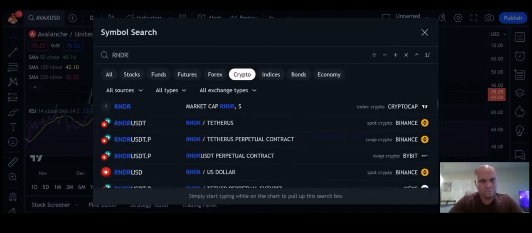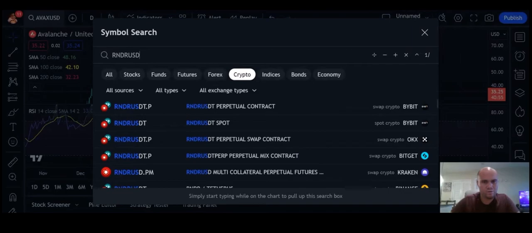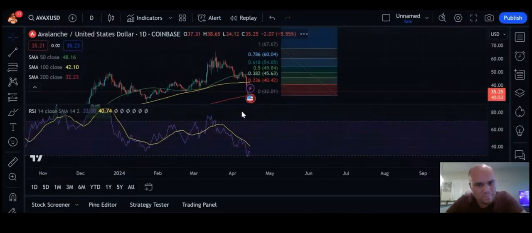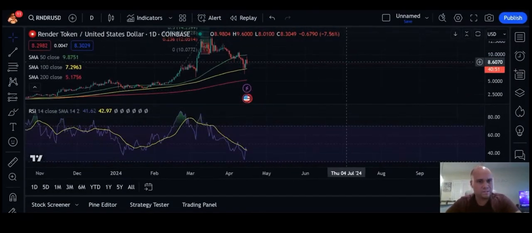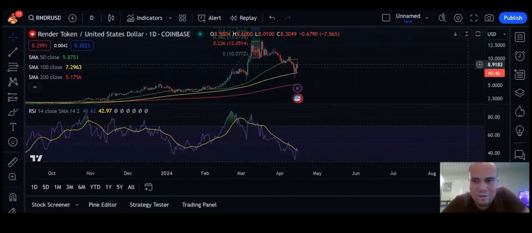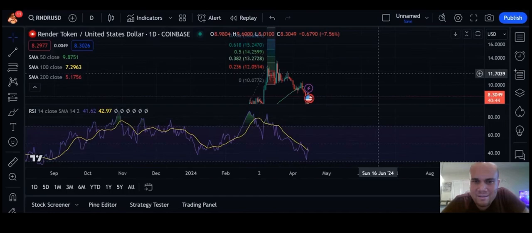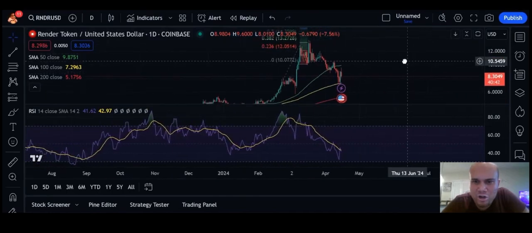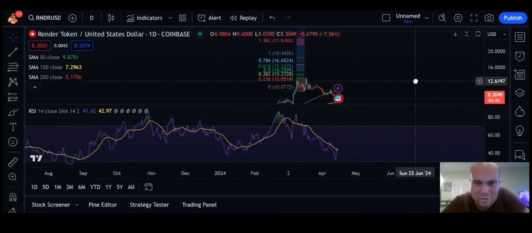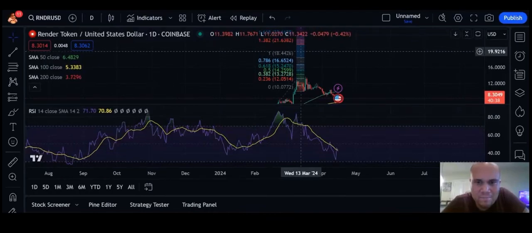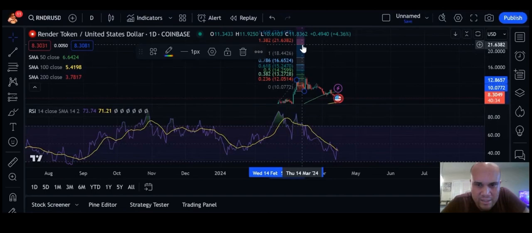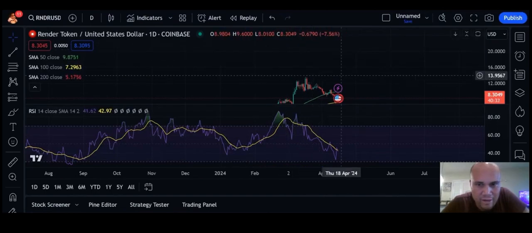Let's go ahead and see what Render is doing here. Render USD. I don't think I've looked at Render recently. The last bit of chart work I did with Render was a Fibonacci extension tool, which didn't really come into play because we're now in a downtrend. So let me just get rid of that for now.